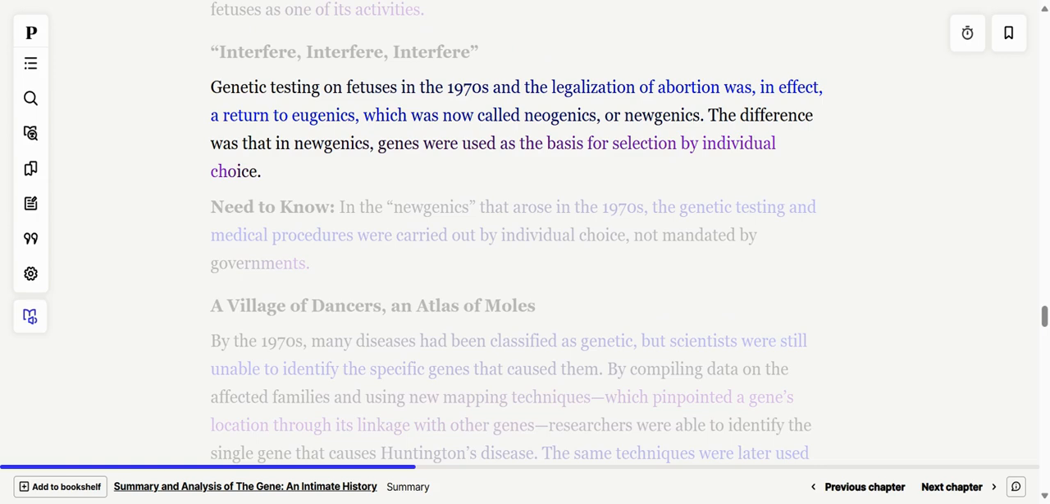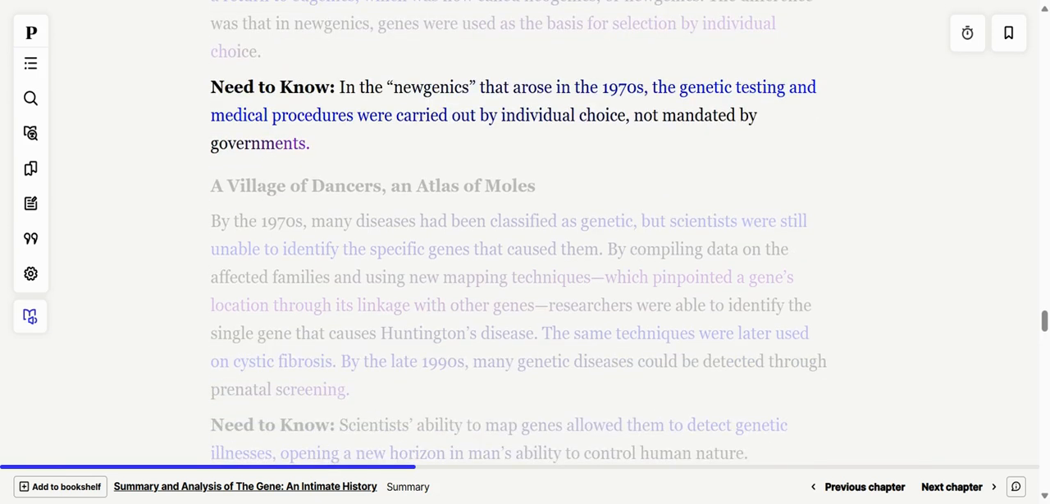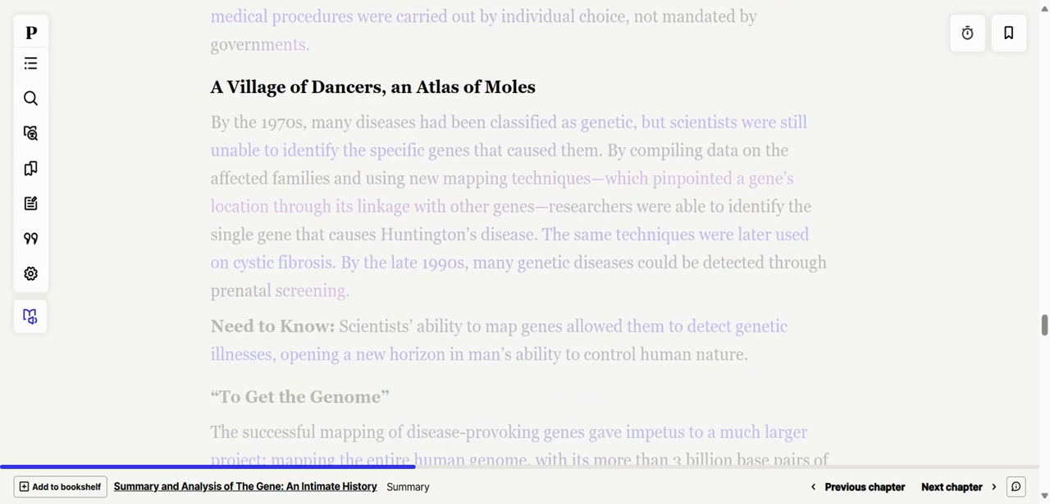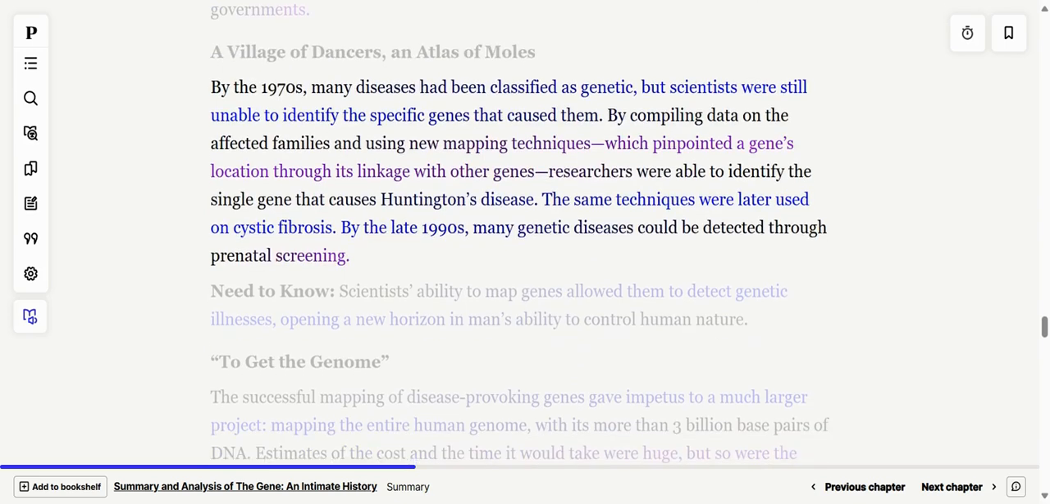A village of dancers, an atlas of moles. By the 1970s, many diseases had been classified as genetic, but scientists were still unable to identify the specific genes that caused them. By compiling data on the affected families and using new mapping techniques, which pinpointed a gene's location through its linkage with other genes, researchers were able to identify the single gene that causes Huntington's disease. The same techniques were later used on cystic fibrosis.